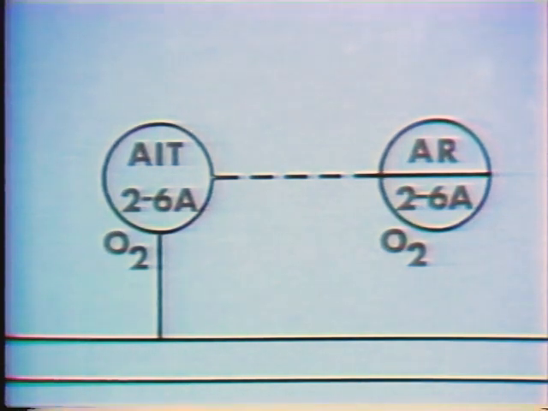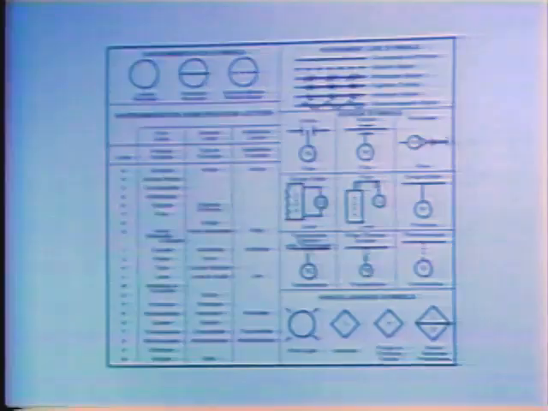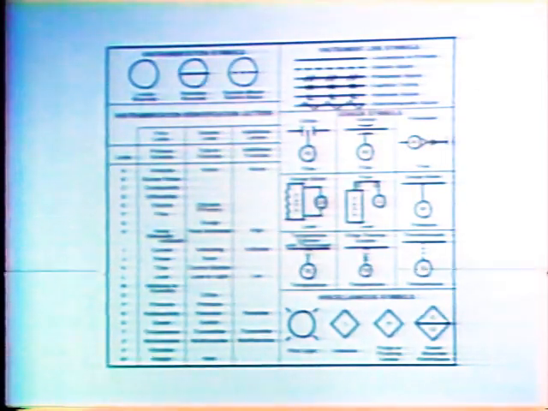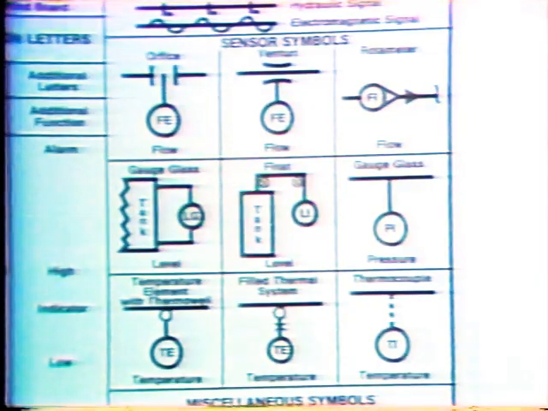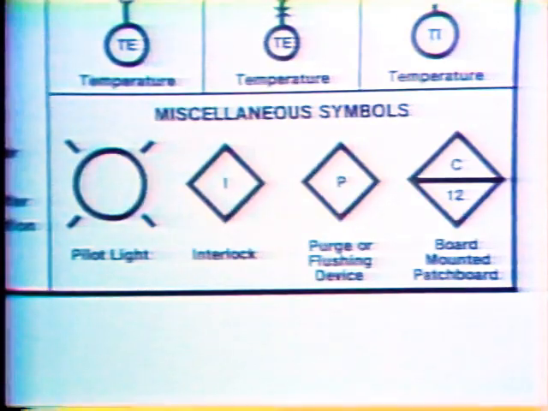This transmitter and recorder are both part of instrument string 2-6A, as shown by the letter and number in the bottom half of the symbol. Now, in addition to instrument symbols, identification letters, and line symbols, a legend also includes sensor symbols and miscellaneous symbols.